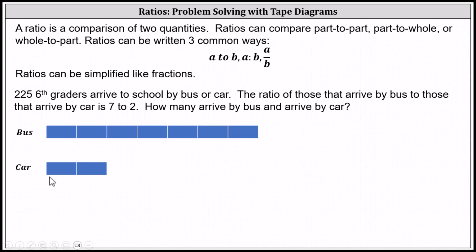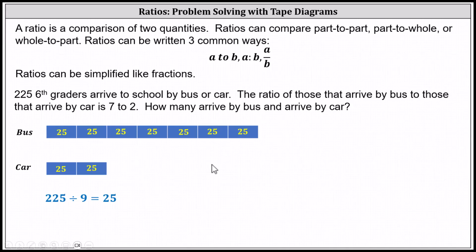And now from here, because we have 9 total parts, which represents all of the students, or 225 students, we will now take 225 and divide by 9, which is equal to 25, which means each of the smaller parts of the tape diagrams represents 25 students. Let's go and label each of the 9 parts. And now we can determine how many students arrived by bus and by car.